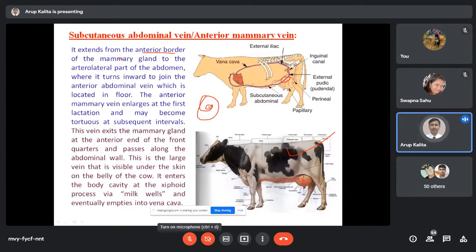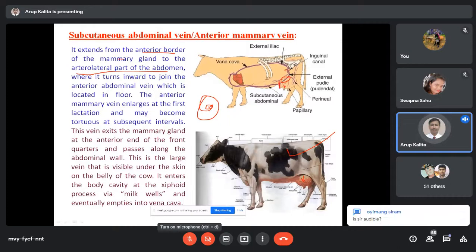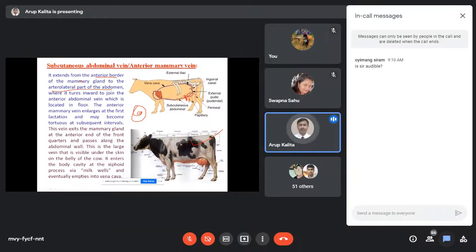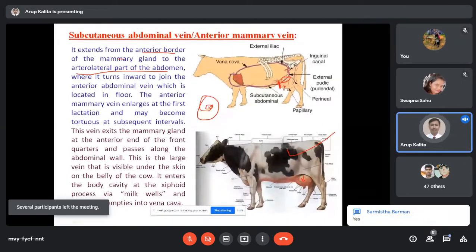This vein is present on the anterior border of the mammary gland to the anterior lateral part of the abdomen. So this is the mammary gland, this is anterior to the mammary gland and this is lateral. So at the anterior lateral aspect of the mammary gland, you will get this vein. Then it turns inward and joins the anterior abdominal vein, which is located at the abdominal floor.